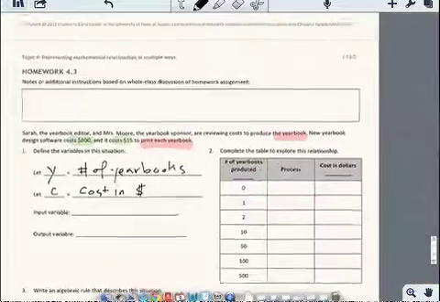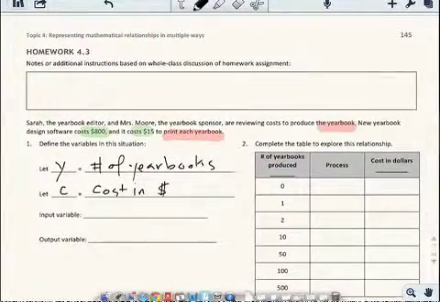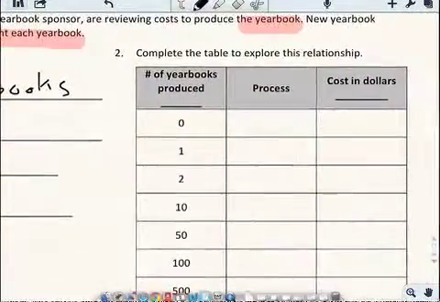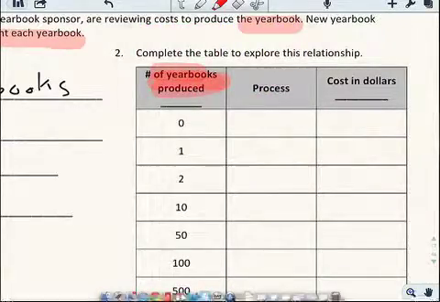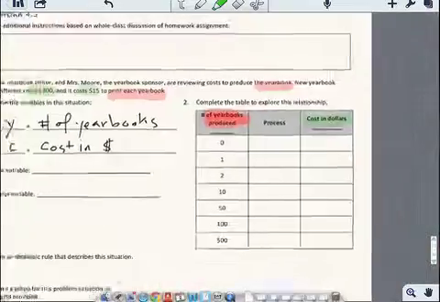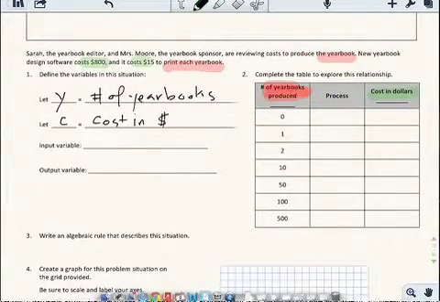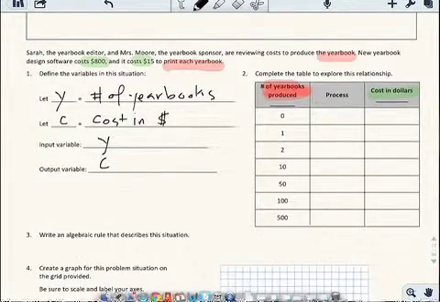And if I really consider this, I'm going to take a hint from the input-output table here. It looks like the number of yearbooks produced is the input, and the cost in dollars is the output. So I'm going to use that hint to know that the input variable is Y and the output variable is C. The reason that's the output variable is that the cost depends on, or is output by, an input of yearbooks. So if I produce 0 yearbooks, my cost is going to be one thing. If I produce 100 yearbooks, my cost is going to be something else. Let's see what we can figure out about this situation then.